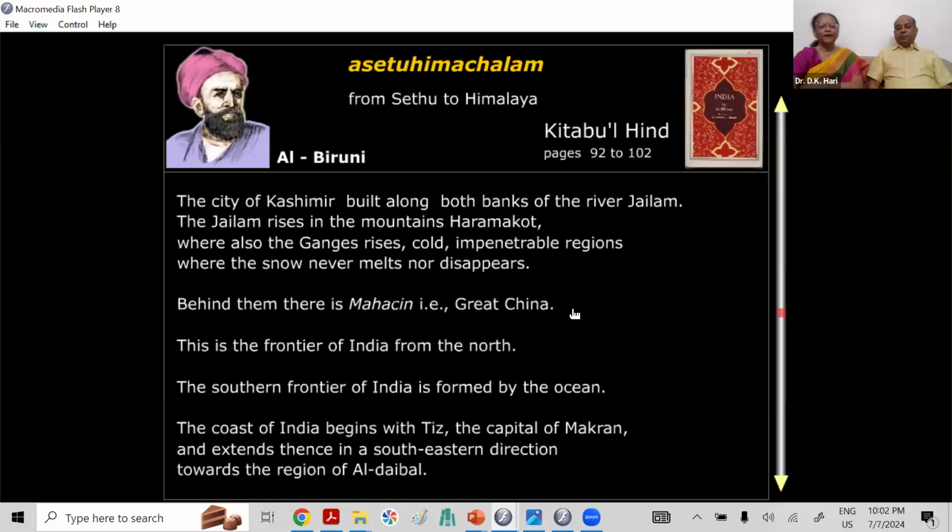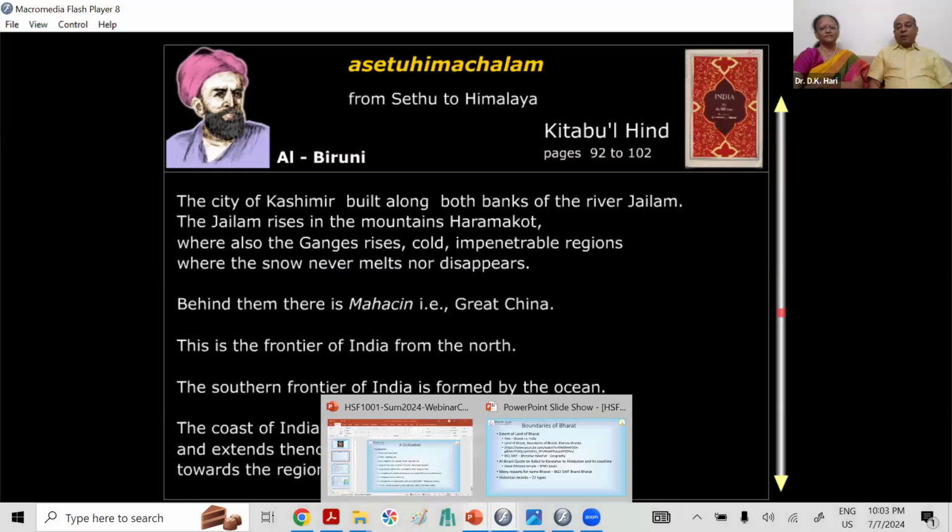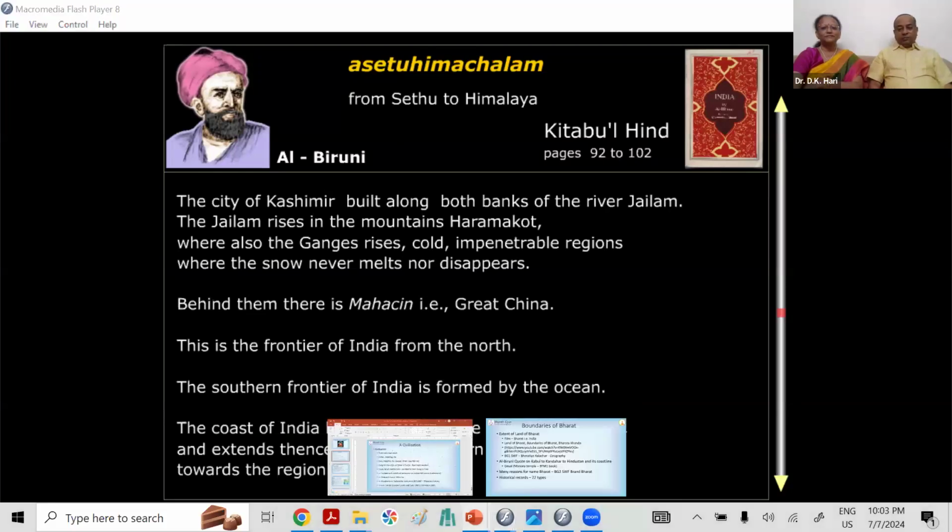So the other interesting thing he says, see, the coast of India begins with Tees, the capital of Makaran. Now the question is, it extends from there in a southeastern direction towards the region of Al-Daibal. Now look at the term Makaran. We will see why Makaran is called Makaran in the first place.